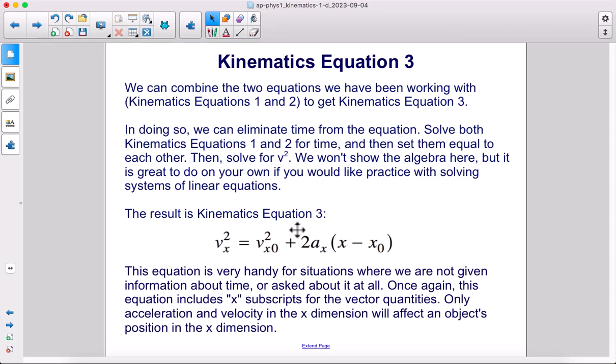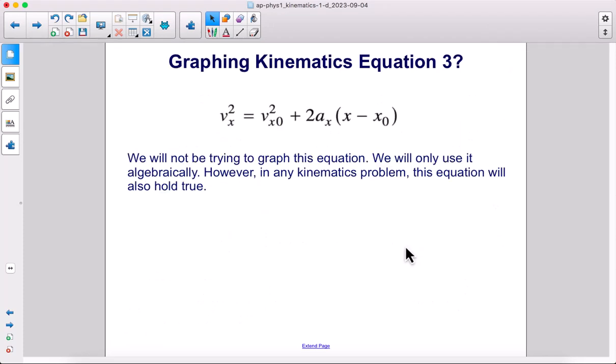Once again, this equation includes x subscripts for the vector quantities. Only acceleration and velocity in the x dimension will affect an object's position in the x dimension. We will not be trying to graph this equation. We're only going to use it algebraically. However, in any kinematics problem, this equation will also hold true.